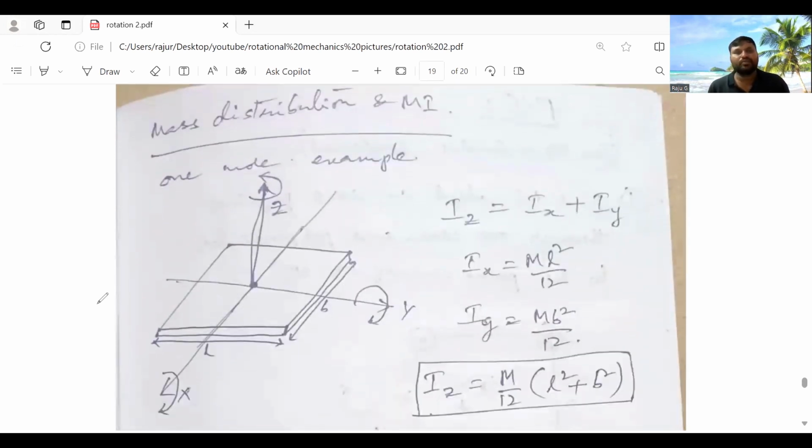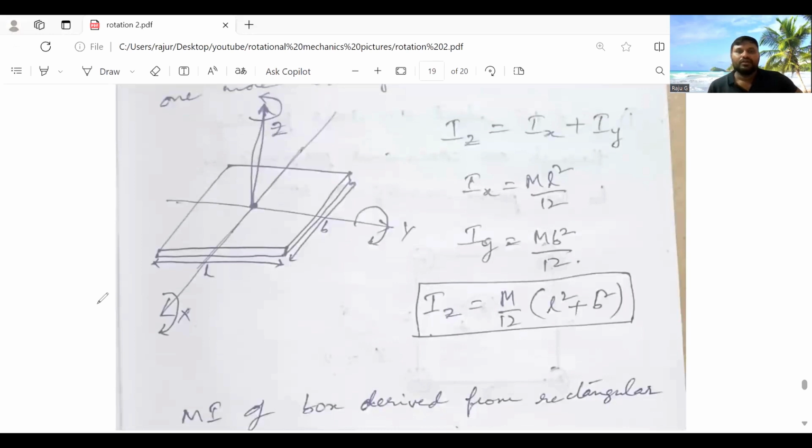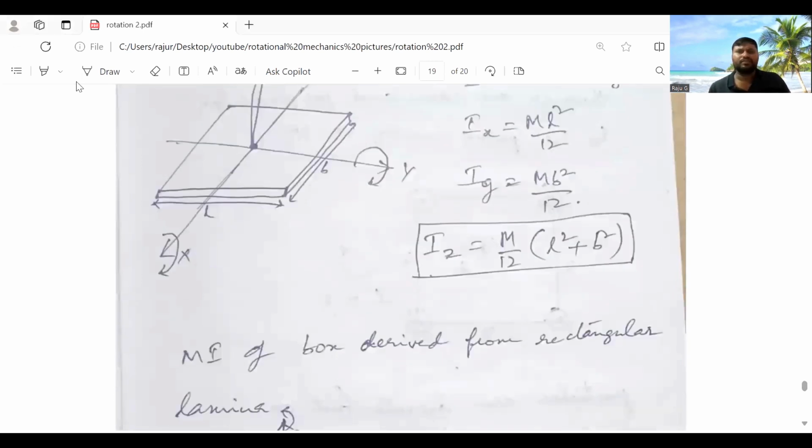Mass distribution and moment of inertia. The moment of inertia of this rectangle about the x-axis is ml square by 12, and about the y-axis is mb square by 12. The expression is the same, only this number is changing: here it is B, and this is L. That is the difference. Now we want to find the moment of inertia about the z-axis. By using the perpendicular axis theorem, Iz is equal to M by 12 into L square plus B square.